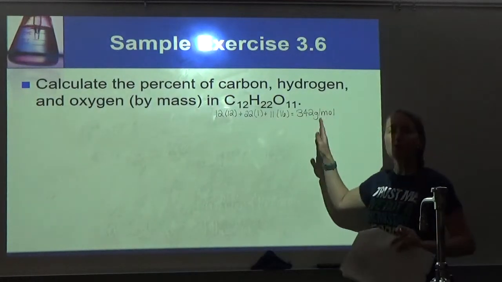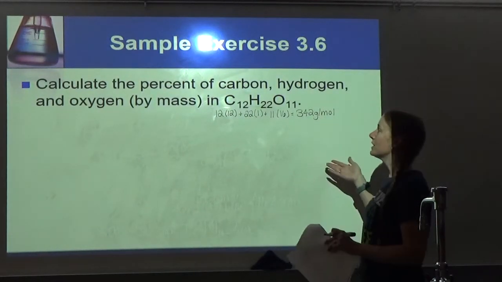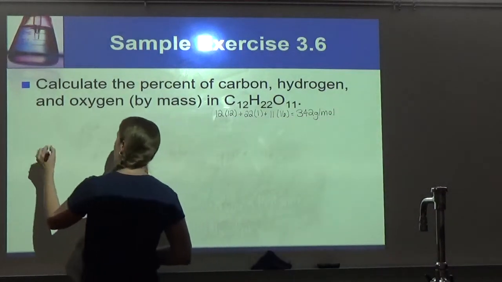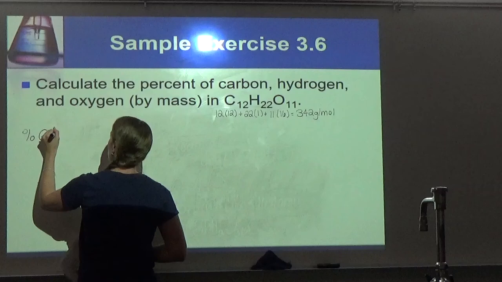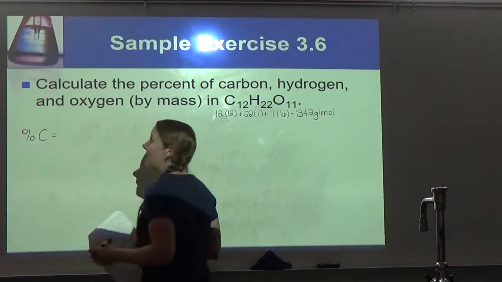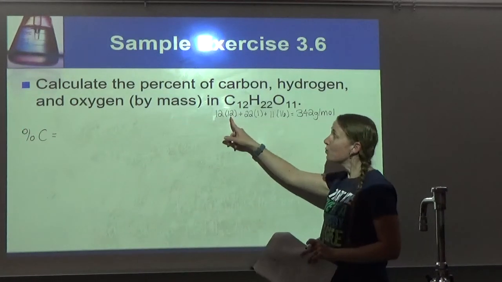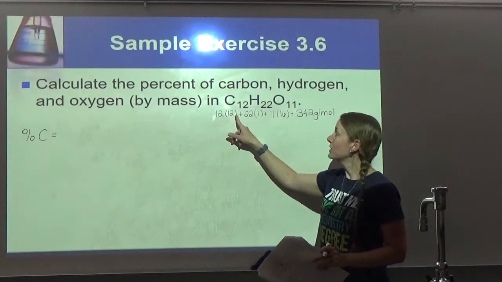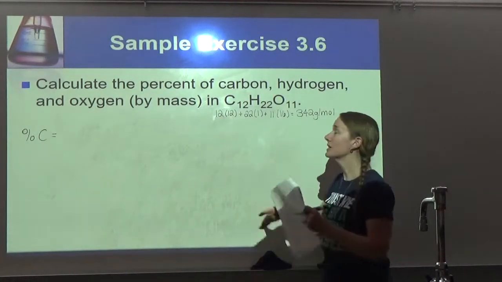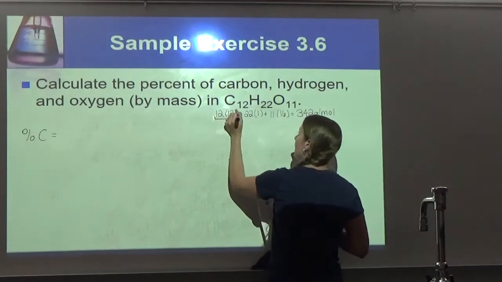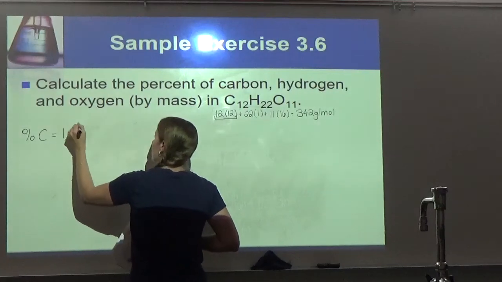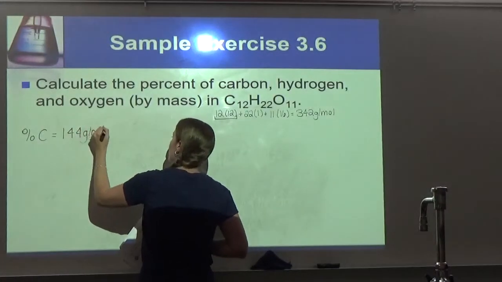So you can stick with AMU right now if you want to. It doesn't matter. I just know you already know grams per mole, and so most of you would be more likely to use that. So I'm just going to start with carbon first. Remember, it's the mass of the element. So y'all, it's not just 12 for carbon. It's 12 times 12. You have to take into account you have 12 carbons. So for the mass of carbon, I'm going to use both of those. So that's 144 grams per mole of carbon.